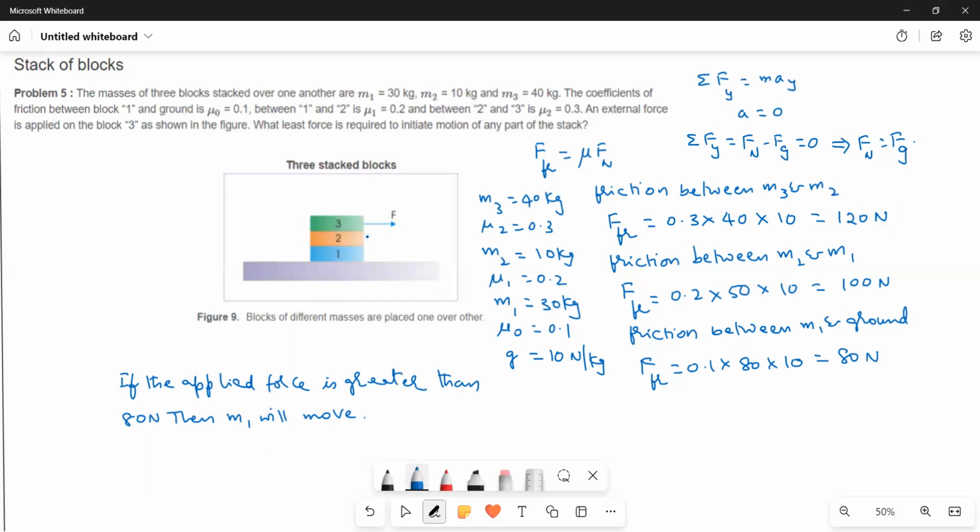Okay, so it must be greater than the minimum, but he's asking the initial, what is the least force required. So the least force required is equal to or greater than 80 Newtons. So that is the answer for this question. We just have to find the friction, and then 80 Newtons is the least amount of force required to move at least one block.